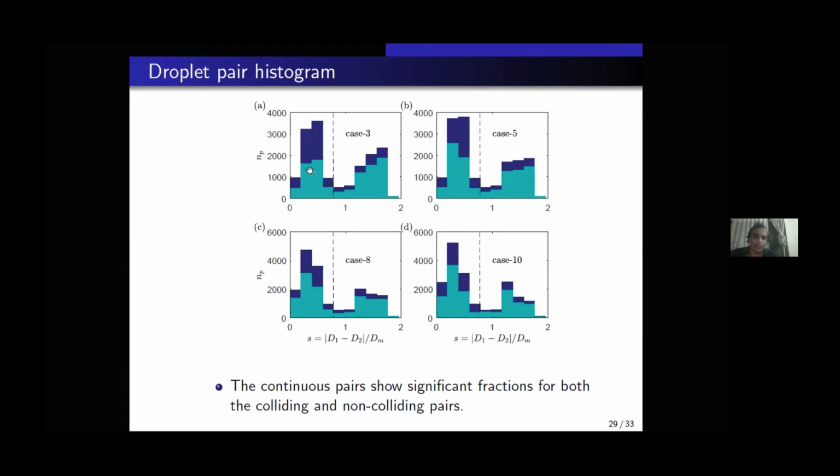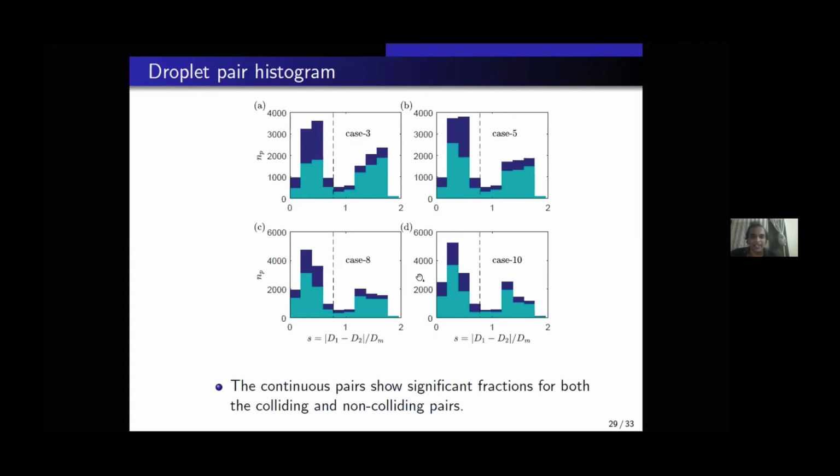Here the two different colors correspond to the following: the cyan color corresponds to those that are contributing to collisions, and the dark blue color corresponds to the fraction that does not contribute to collisions. And the first thing I would like to point out is that the droplet pairs are essentially bimodal in distribution. We can either classify them as continuous or caustic pairs.